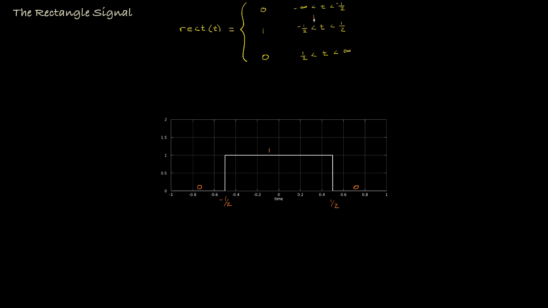Now, at the two discontinuities, when time is equal to -1/2, this region, and when time is equal to 1/2, which is this region, there's a little bit of inconsistency in the way people assign values to the rectangle signal. Some people will assign a value of 0 to the rectangle there. Some people will assign a value of 1. And some people will assign a value of 1/2. And they'll do the same thing in both of those discontinuities.